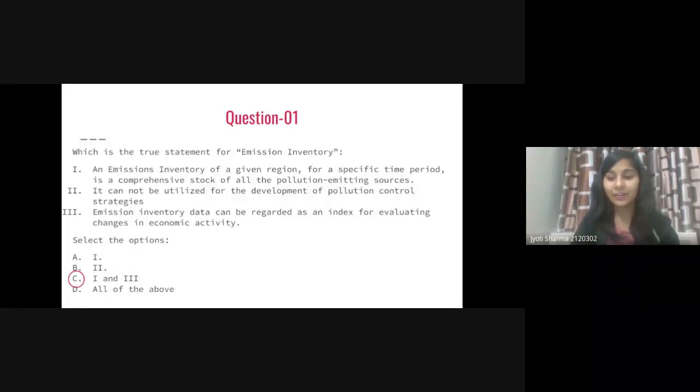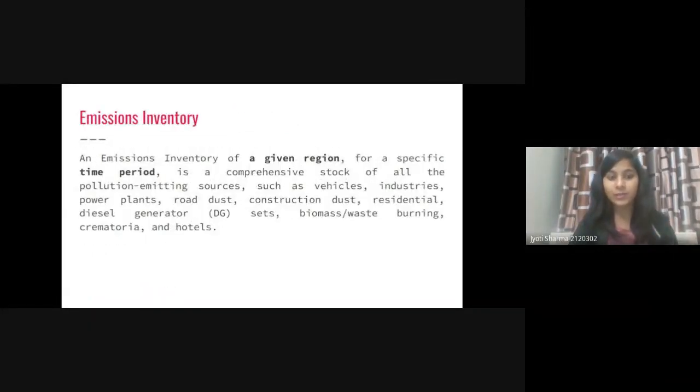We also discussed the emission inventory, and I have a few slides from the previous week so that we can move on to the different types of emission inventory. That's why I put this first MCQ related to the emission inventory. Exactly, the first statement was the definition. So what is the definition?